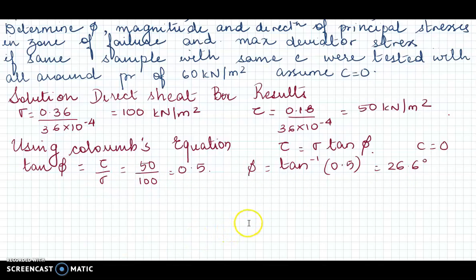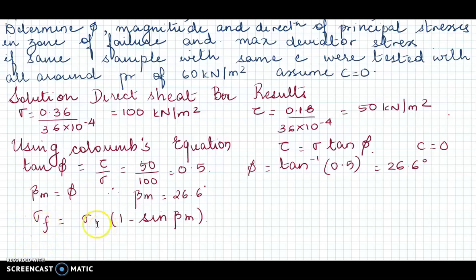Now, we also know tau is equal to sigma tan of beta m. Where did we study this? Maximum obliquity. We have already studied that maximum obliquity is always equal to phi. Therefore, beta m, that is maximum obliquity, is also equal to 26.6 degrees. Now, the next thing you are asked to find is the magnitude and direction of principal stress in the zone of failure. Now we have this equation: sigma is equal to sigma 1 into 1 minus sine of beta m.